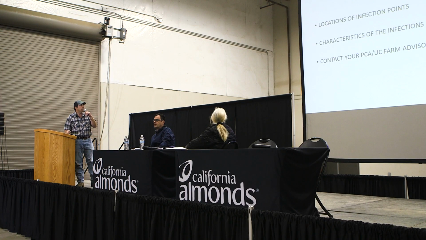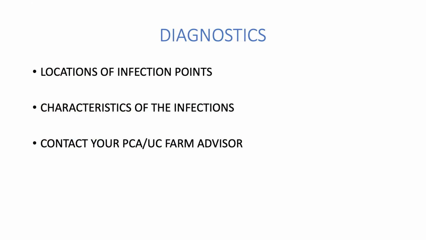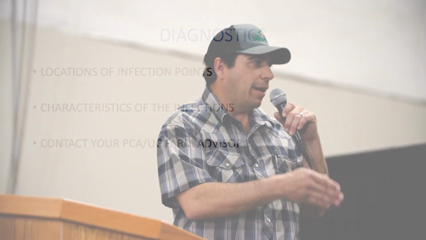So start off with the diagnostic part of it. What I do when I go to a field where I see an issue, some of these cankers have crossovers, so you examine points of infections, lengths of cankers, lengths of the infection points, the shape of the canker, and examine where they're at as far as pruning wounds, going past the rootstock into the scion. As a grower, contact your PCA. As a PCA, I use my UC Farm Advisors quite a bit.